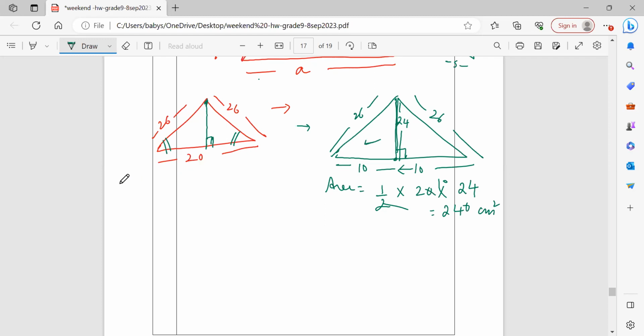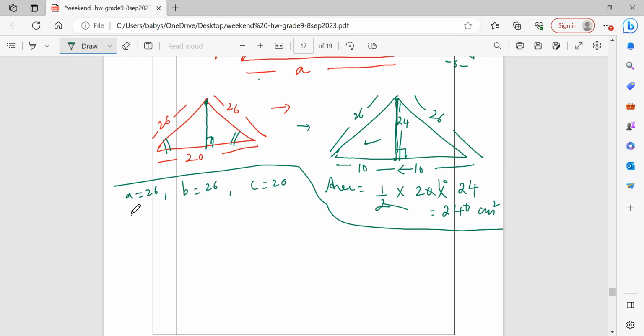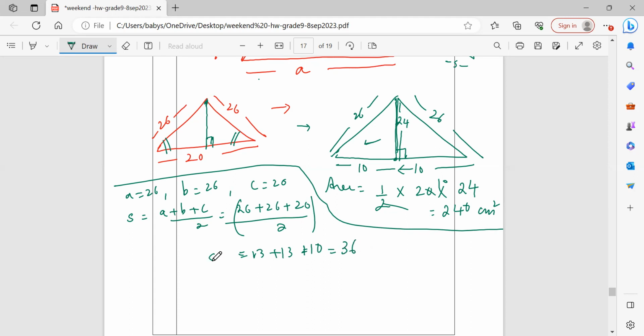The other method is Heron's formula method. We have discussed it, but just in case you want it. So A is 26, B is 26, C is 20. So what is semi-perimeter? A plus B plus C by 2. So which is 26 plus 26 plus 20 by 2. So it will be what? 13 plus 13 plus 10. 13 plus 13, 26 plus 10, 36. So this is the S, semi-perimeter.